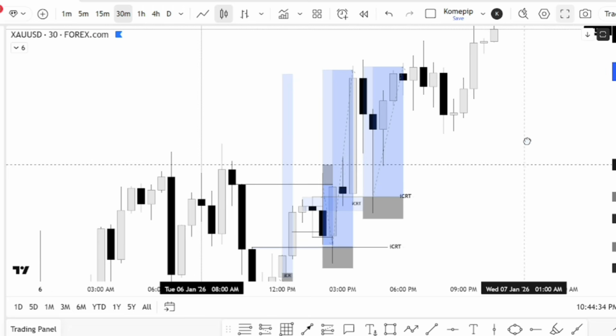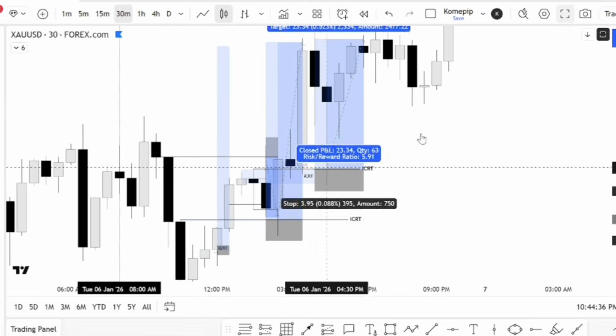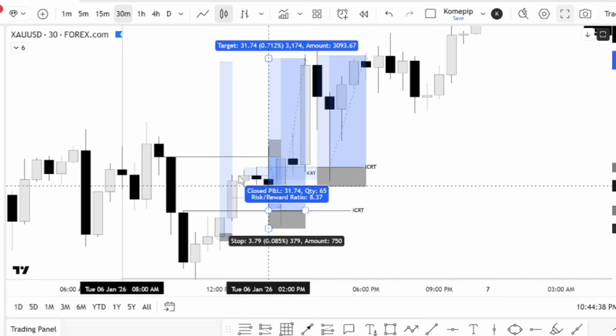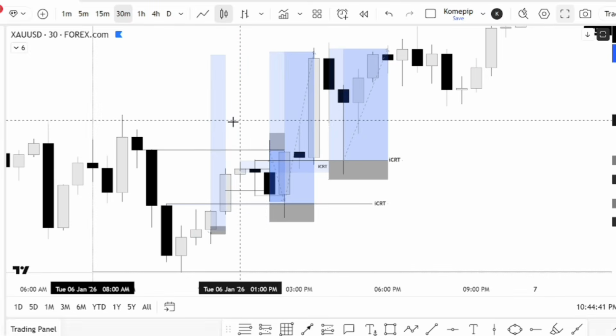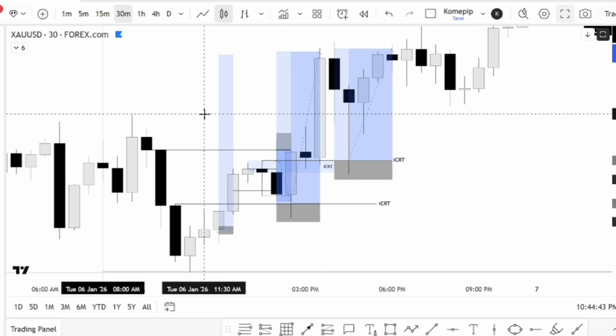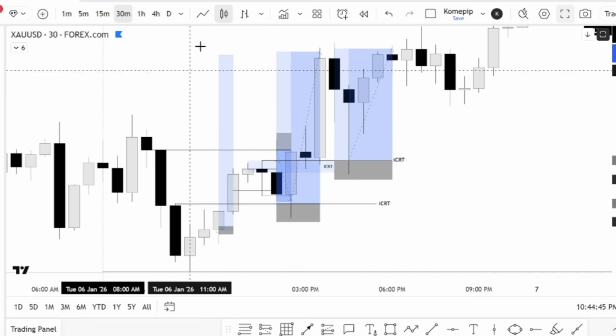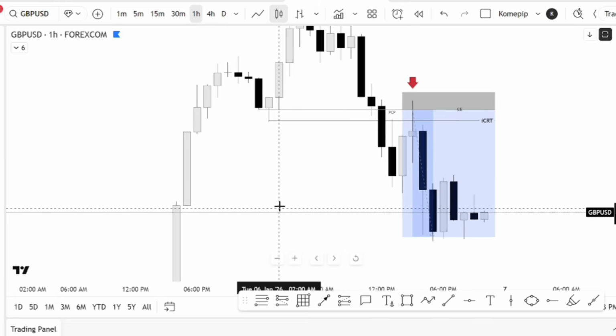So this is quite easy, and that was exactly how we're able to catch all of these setups trading the trade using the trading protocol offered by the Komepips. Okay, so let's check this real quick.